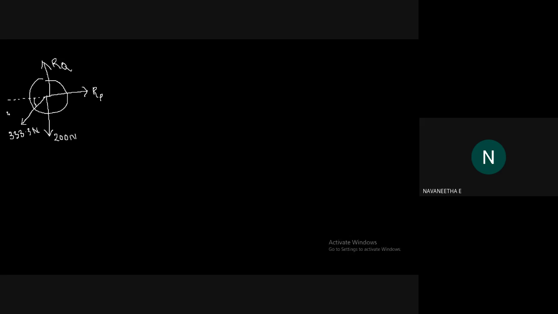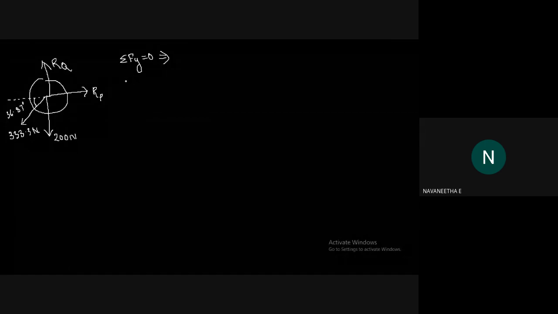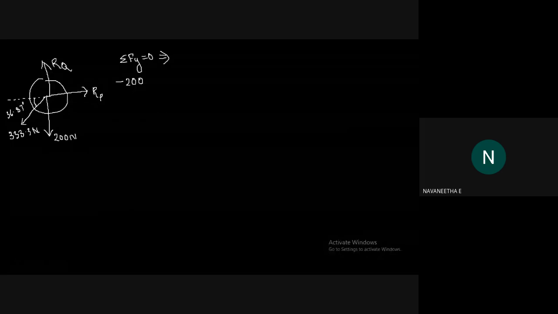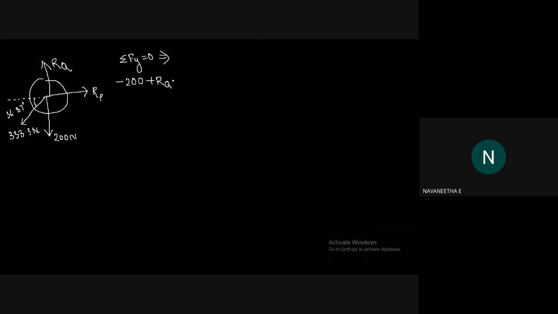I think this is 36.87. Okay. Tell me what is sigma fy? Sigma fy equal to 0. Okay. Tell me sigma fy. 200 Newton is acting downward direction. So it is negative 200. And RQ is acting upward direction. So it is positive. Okay. And you will need to consider the y component of 333.3 Newton. The y component is acting downward direction. So it is 333.3 sine theta. Sine theta is here 36.87.